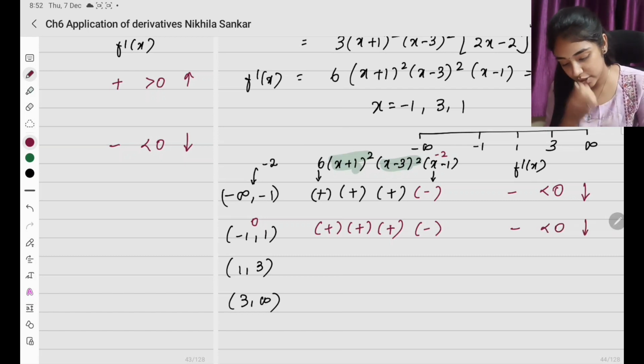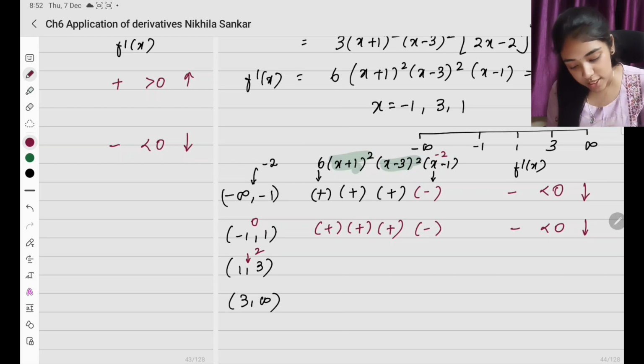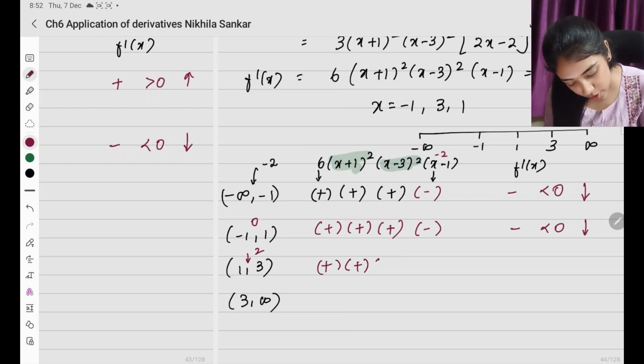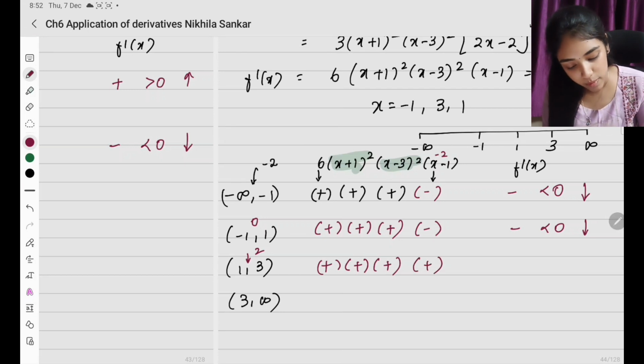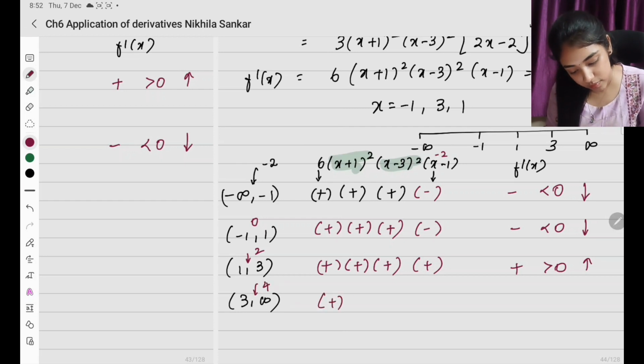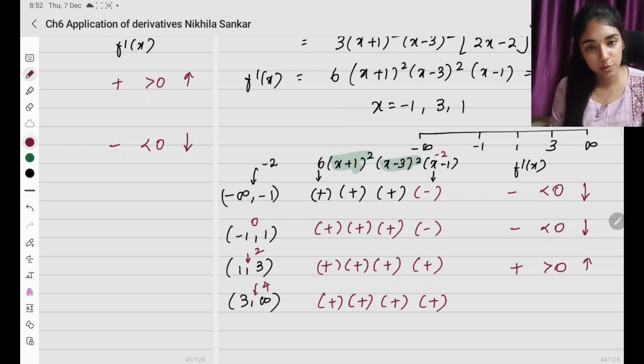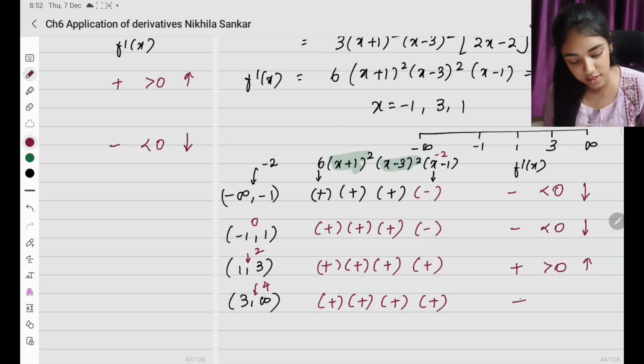Okay, now from 1 to 3, let me substitute the value 2. So I have positive, positive, positive. The last term, 2 minus 1, is going to be positive. So this is going to be positive, greater than 0, increasing. Now when I substitute the value 4, positive, positive, positive, and the last value is also going to be positive. 4 minus 1 is going to be positive. So overall, positive, increasing function.